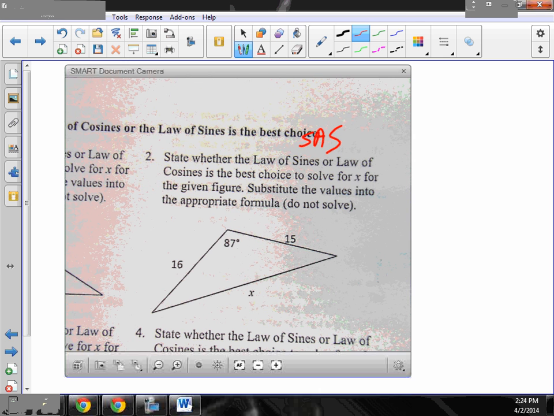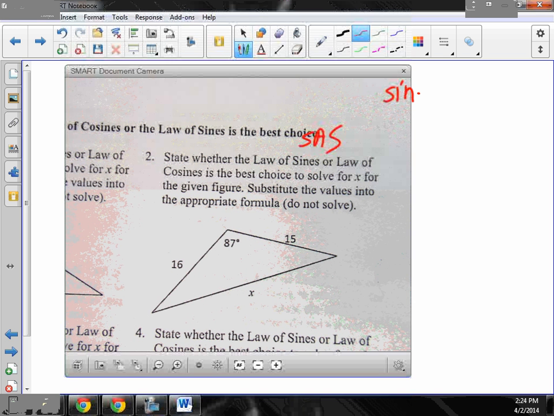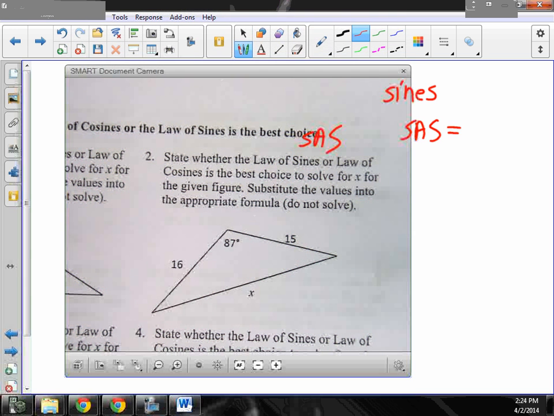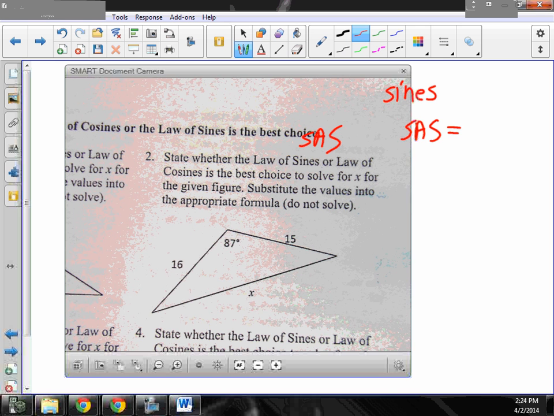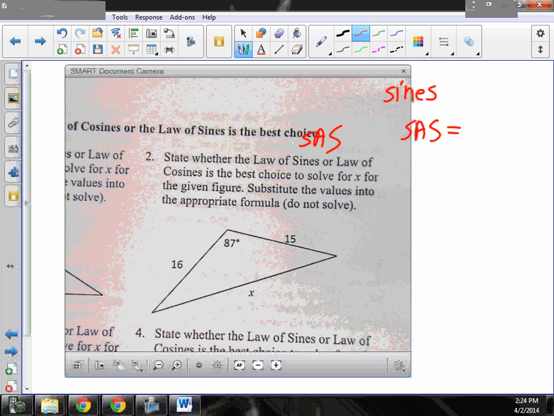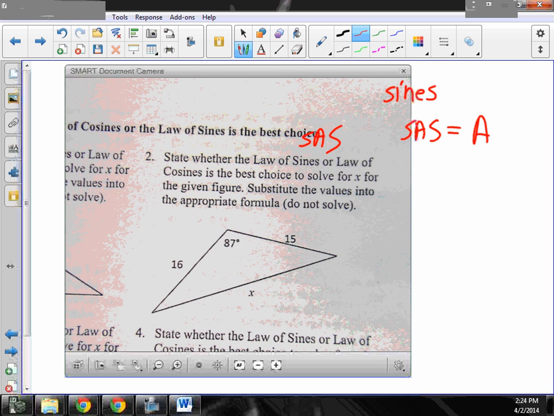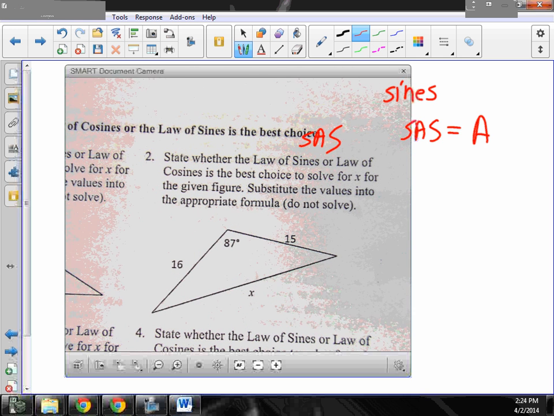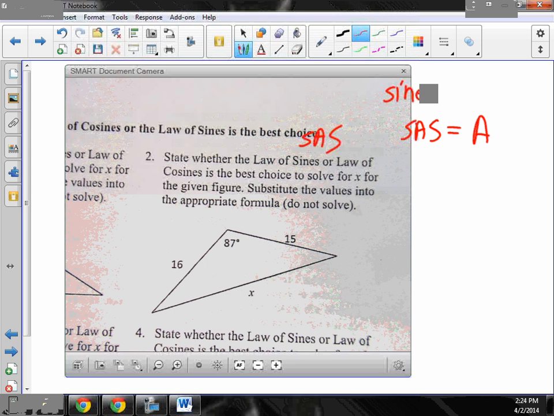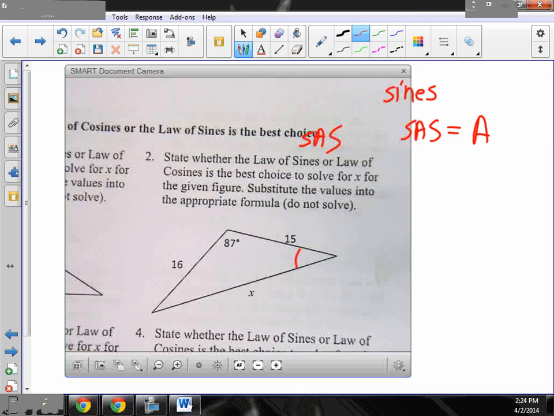Well, if I use the law of sines on an SAS, what am I going to get out? If I have 2 sides and an angle, and I use the law of sines, what form will my answer be? It'll be an angle, because the law of sines uses 2 angles and 2 sides. So if I were to use the law of sines here, I would end up with an angle. And once I knew that angle, then I could use the law of sines again to find the side.